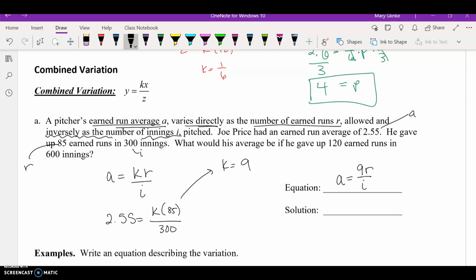So now, to find the ERA, we're going to use this with the 120 earned runs. So 120 is your A value. Nope, 120 is your R value. You're looking for your ERA. So you're going to put 120 in for R. And then the 600 innings is your I.